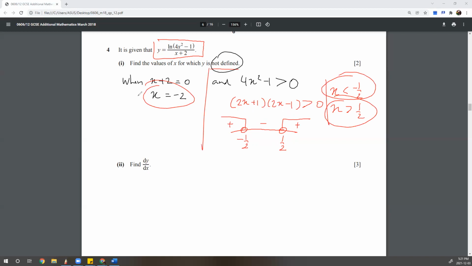But if you do on the left side, because of the fraction, the denominator cannot be 0. If the denominator is 0, it's not defined. So when the denominator equals 0, right?